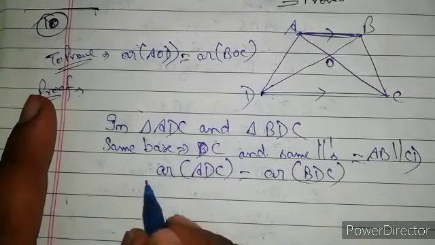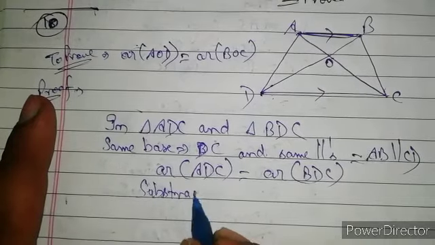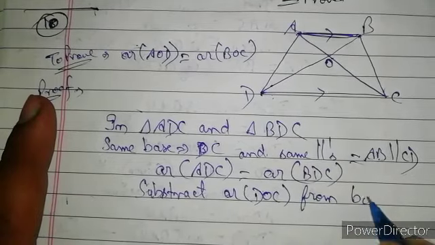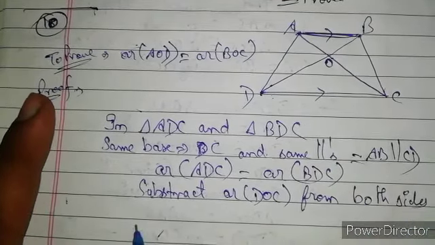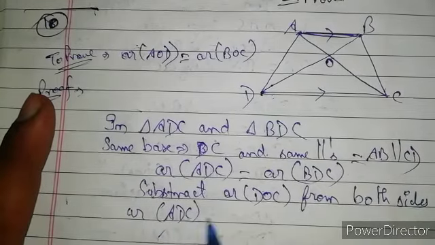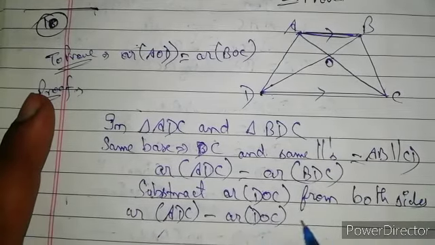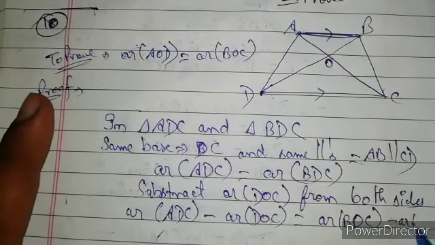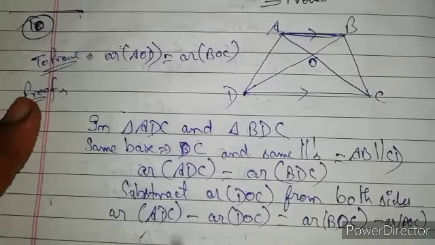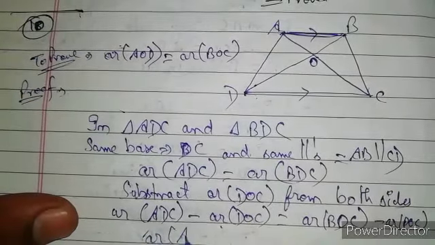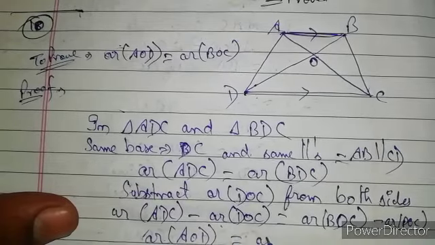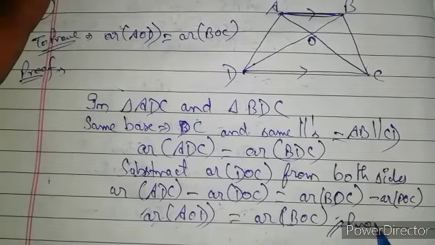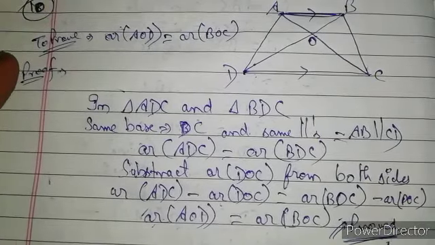And if we subtract area of DOC from both sides, so we can say that area of ADC minus area of DOC is equal to area of BDC minus area of DOC. So it is nothing but area of AOD. So area of AOD is equal to area of BOC, and this is what we are proving. Okay, so let's move to next question.